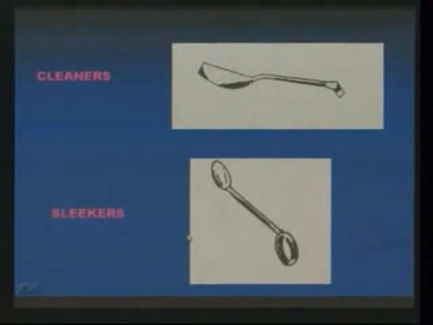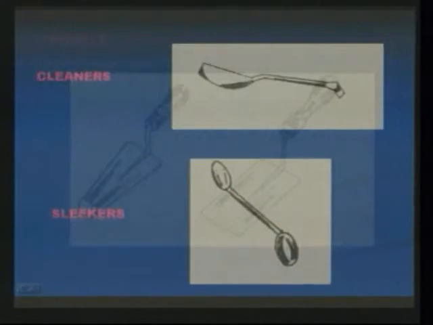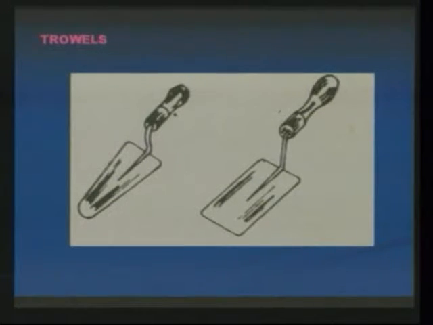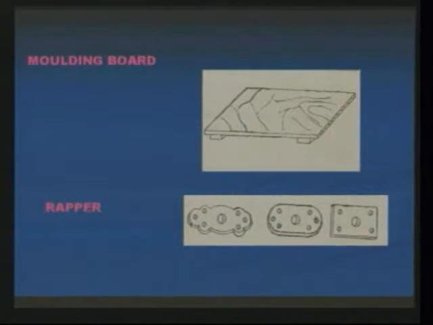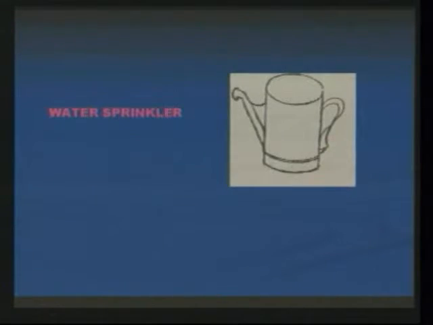The cleaners and sleekers are also some of the tools used in the preparation of molds, for cleaning and removing small sand from the mold cavity. This figure shows the trowel, which is used for finishing the prepared mold. Next one is the molding board and the rapper. The molding board is a flat board which is used for keeping the flasks over it. The water sprinkler is used for adding some water content to the molding sand.